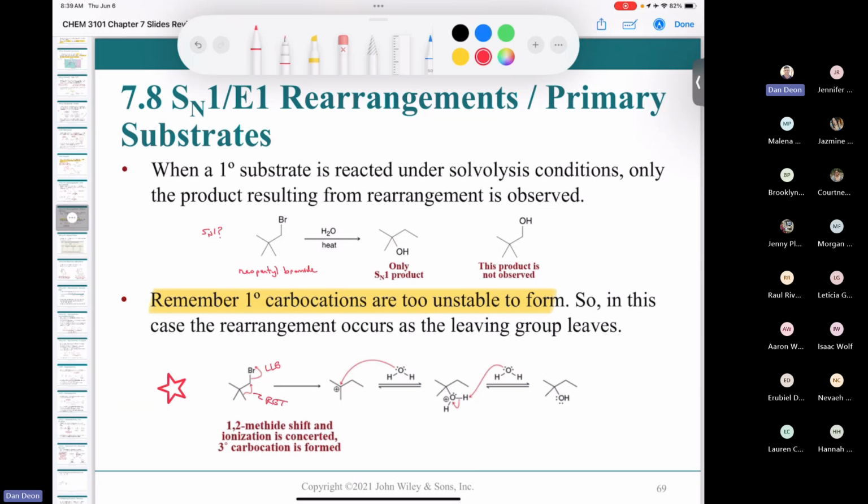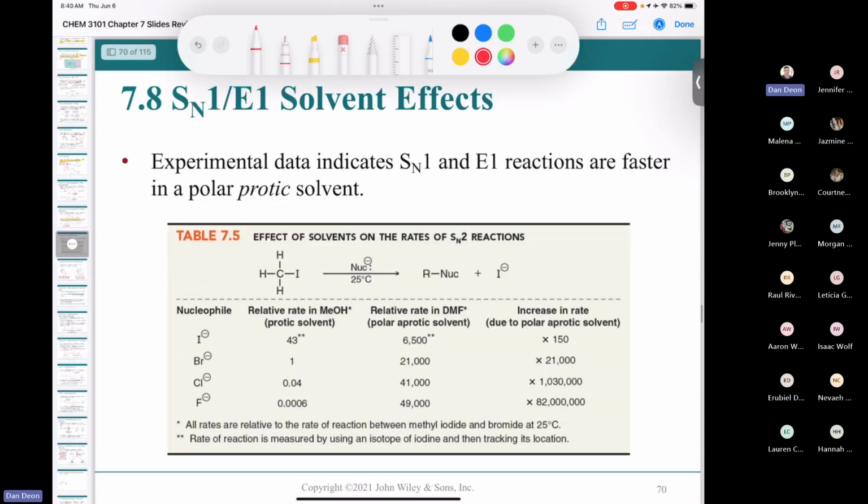Once you get your tertiary carbocation, it undergoes the nucleophilic attack and, of course, the proton transfer in the last step to give you this tertiary alcohol. So this part here, the loss of leaving group and the methide shift, that's concerted, right? What does concerted mean? Concerted just means that both curved arrows occur at the exact same time.